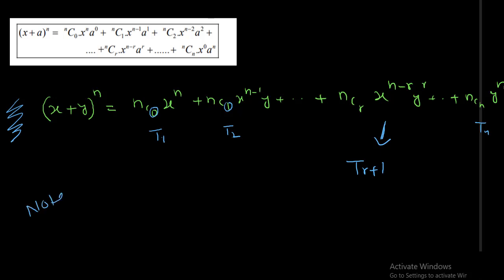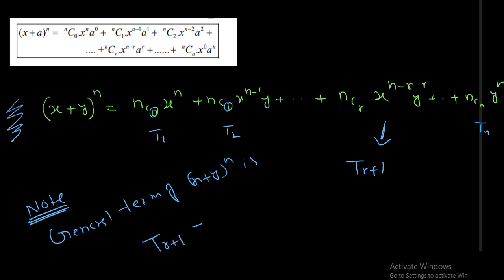Important note. The general term of (x plus y) whole power n is T r plus 1, not r plus 1, not r the term, is equal to nCr into x power n minus r into y power r. You should remember, very, very important.